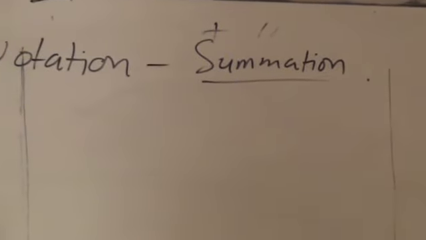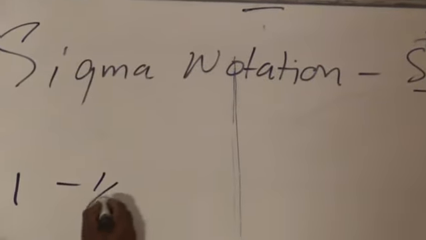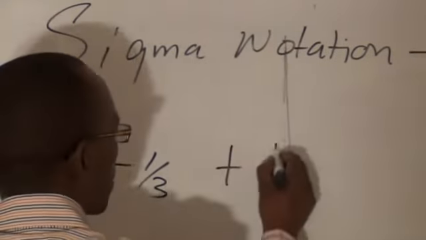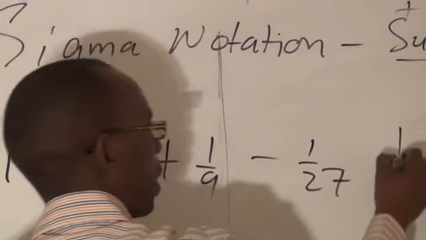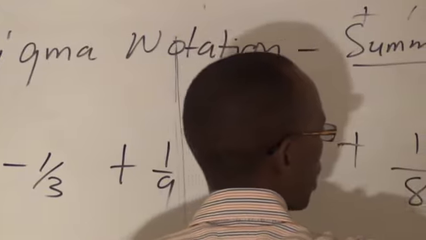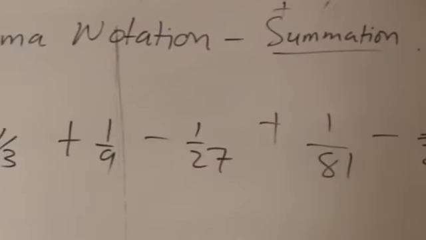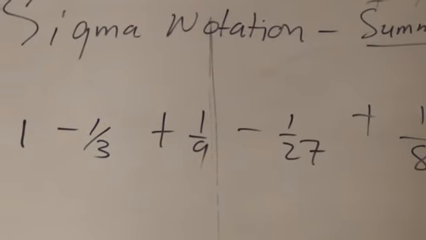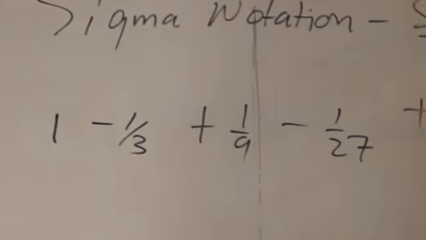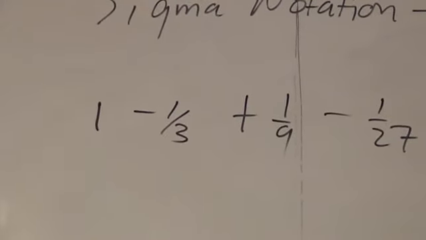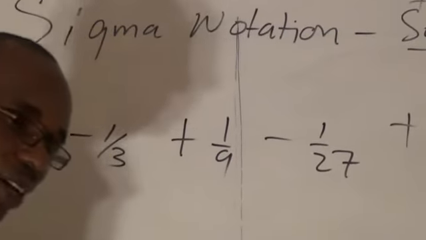Suppose we have the following: 1 minus 1 over 3 plus 1 over 9 minus 1 over 27 plus 1 over 81 minus 1 over 243. I know this might look very confusing to you for now, but actually it's not at all. What kind of a series is that?